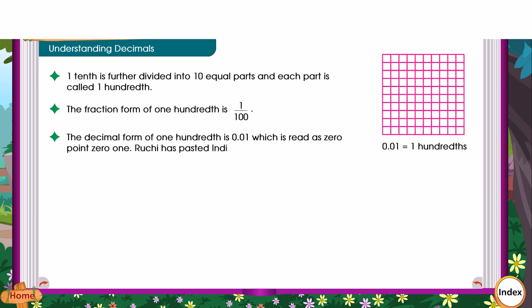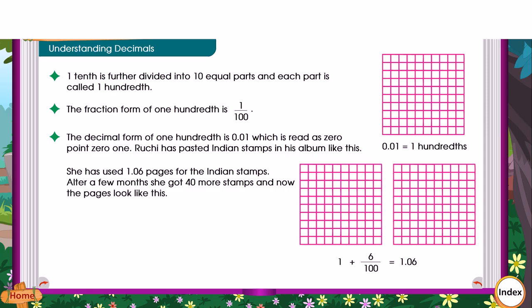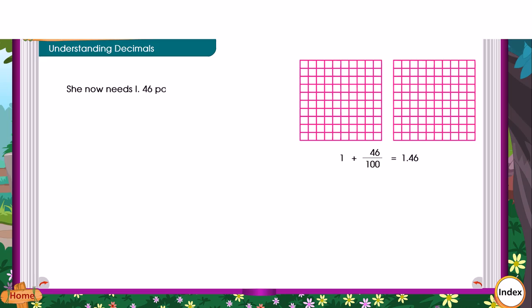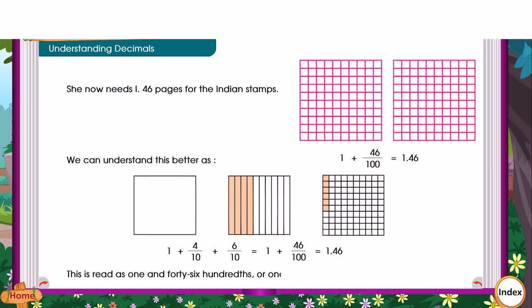Ruchi has pasted Indian stamps in her album like this. She has used 1.06 pages for the Indian stamps. After a few months, she got 40 more stamps, and now the pages look like this. She now needs 1.46 pages for the Indian stamps. We can understand this better as 1 plus 4 by 10 plus 6 by 100 is equal to 1 plus 46 by 100 is equal to 1.46. This is read as 1 and 46 hundredths or one point four six.